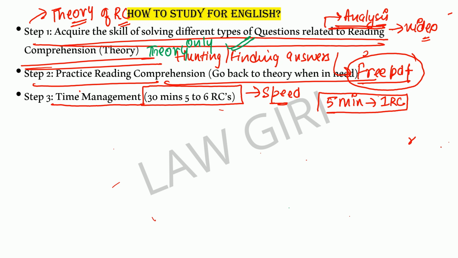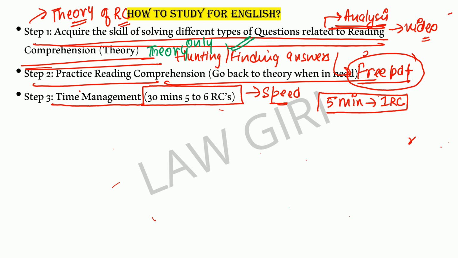Okay, and you have to achieve that speed of 30 minutes, and you should be able to solve 5 to 6 RCs. Practice till the time you're not able to achieve this speed. This is the only way you need to do. But there, as I was talking about, your preparation should be holistic preparation.